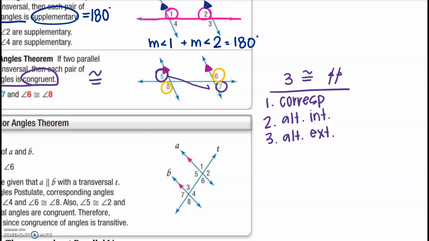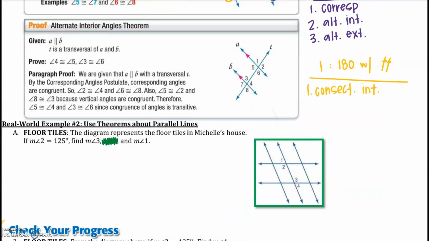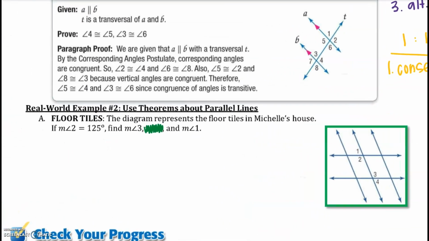And then I have one that is going to be supplementary with your parallel lines. And those are going to be consecutive interiors. All right, let's look at some examples.